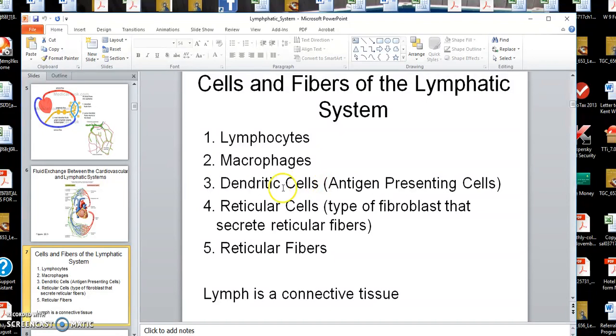So dendritic cells, reticular cells. Reticulose means thready. So these are very thin, thready cells. And reticular cells are special fibroblasts that secrete reticular fibers. Remember from A&P 1, the three types of fibers you have in connective tissue are collagen, elastic, and reticular. Reticular fibers are very delicate fibers. Collagen fibers for strength, elastic fibers for elasticity. Lymph is considered to be a connective tissue.